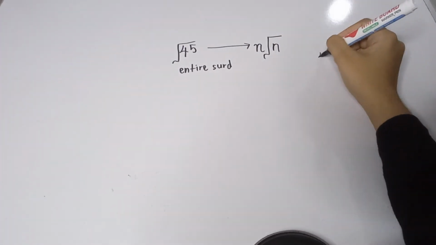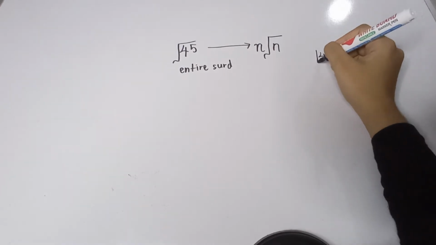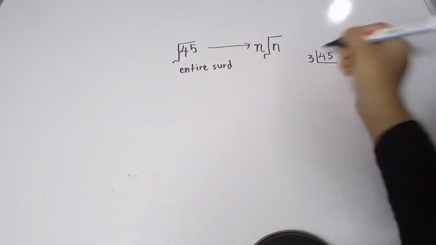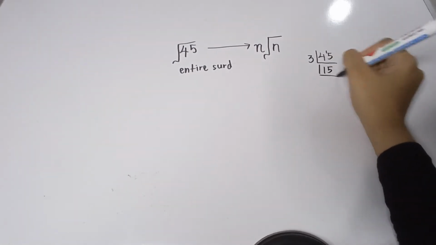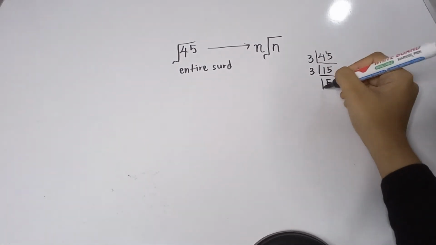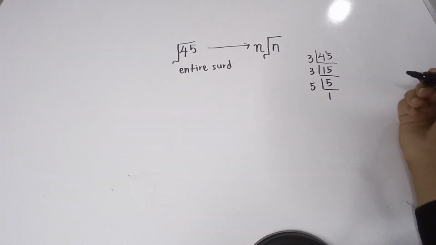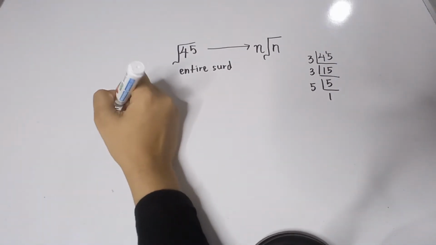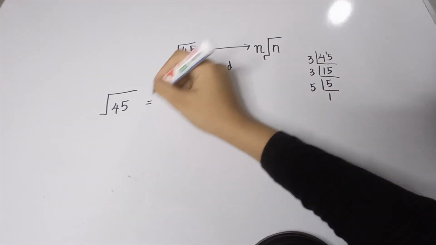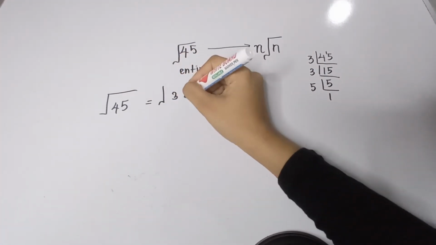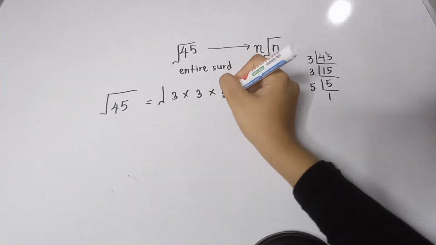Now how do we do this? First of all, this number 45, we have to divide it by the prime numbers. Possibly I can start from 3. I'm getting here 15. So again by 3, I'm getting 5. And again by 5, I'm getting 1. So that means I can write 45 under the surd as the square root of 3 into 3 into 5.